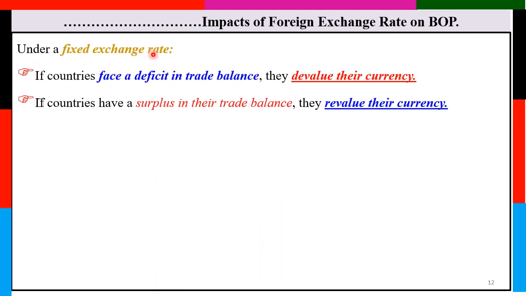Under fixed exchange rates, if countries face deficits in trade, this is what we already discussed. So please read and understand from the last discussion again, comparing with this one.